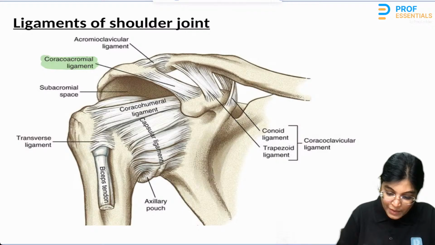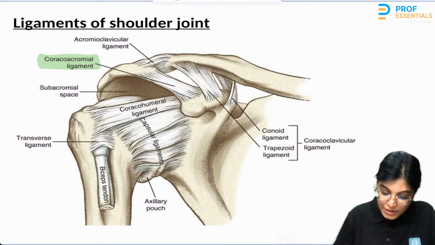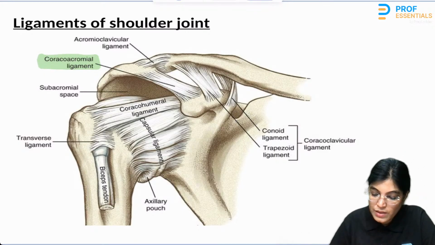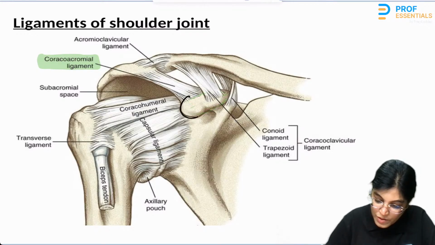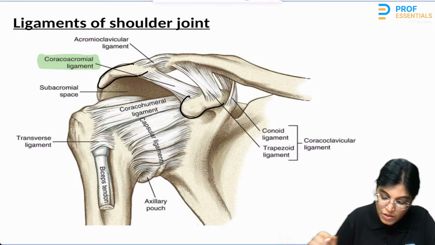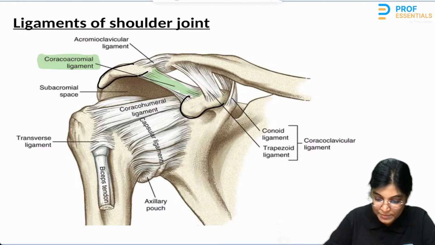Here we can appreciate the coracoacromial ligament, and we have drawn this also. Here we can see the connection is between the coracoid process and the acromial process. So what will be the attachment? The attachment is from the coracoid process and the acromial process also. So this part of the ligament is the coracoacromial ligament.